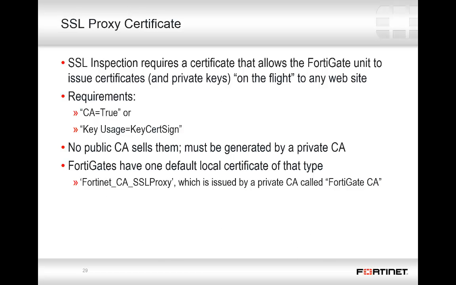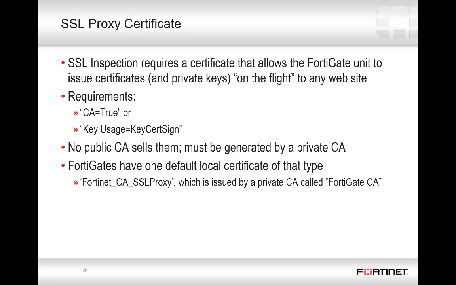So, as we have seen, SSL inspection requires an SSL proxy certificate that allows the unit to generate a new pair of keys and a new certificate. The unit must do it on the fly and each time the user is connecting to a different site. In other words, the unit must act as a sub-CA. So the certificate that is required for SSL inspection is not a usual one, but one that has either the CA field equal to true or the key usage equal to key cert sign. An administrator cannot get this kind of certificate from a public CA. They must be generated privately.